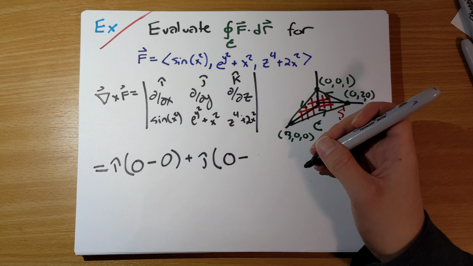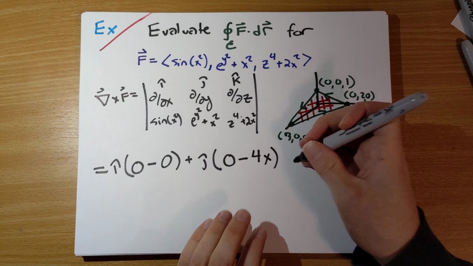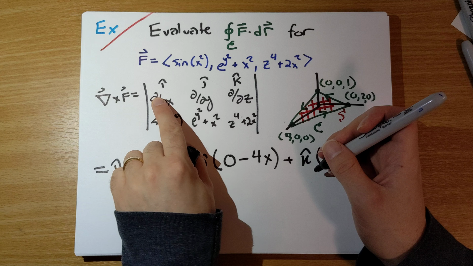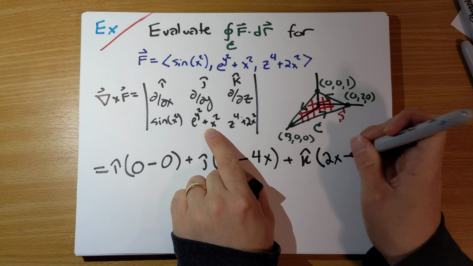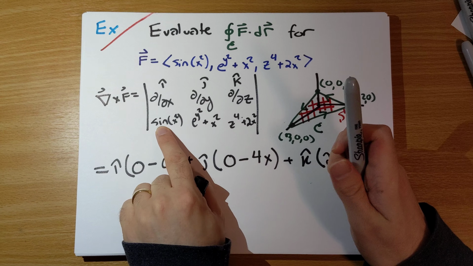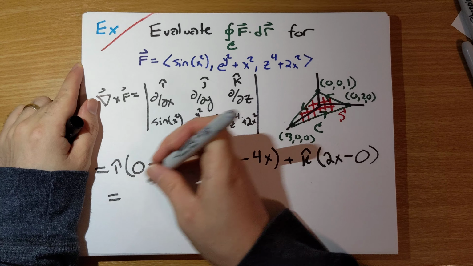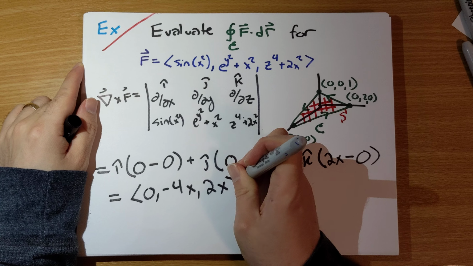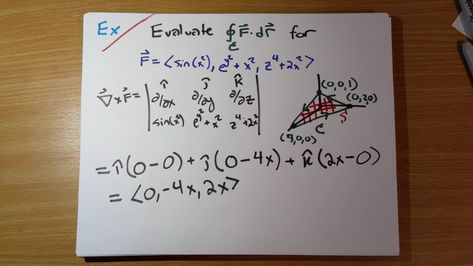And this will give us negative 4x. Okay, finally got a non-zero term here. Plus k hat times the partial derivative with respect to x of this expression right here. That will be 2x. Minus the partial derivative with respect to y of sine of x squared. That's 0. And so our curl is just going to be 0, negative 4x, and 2x. Pretty simplified here.